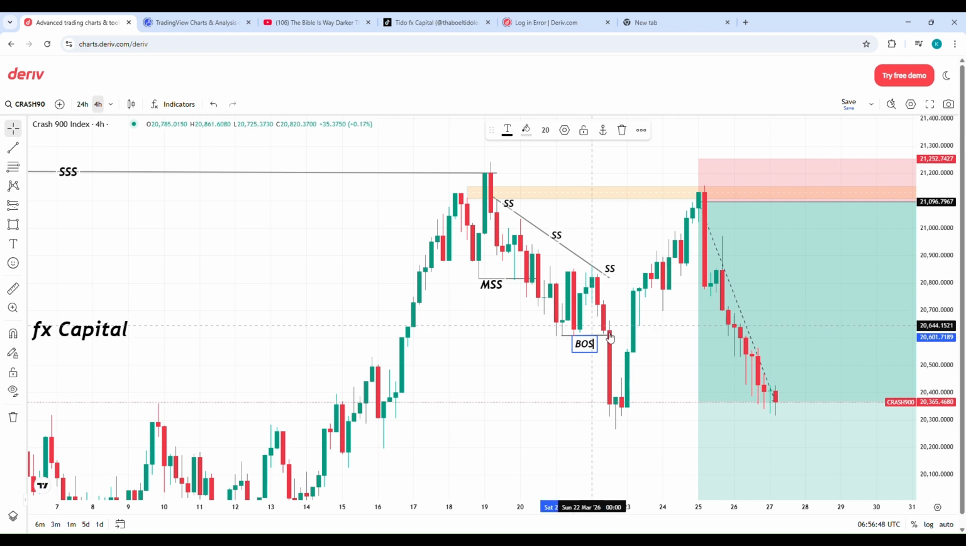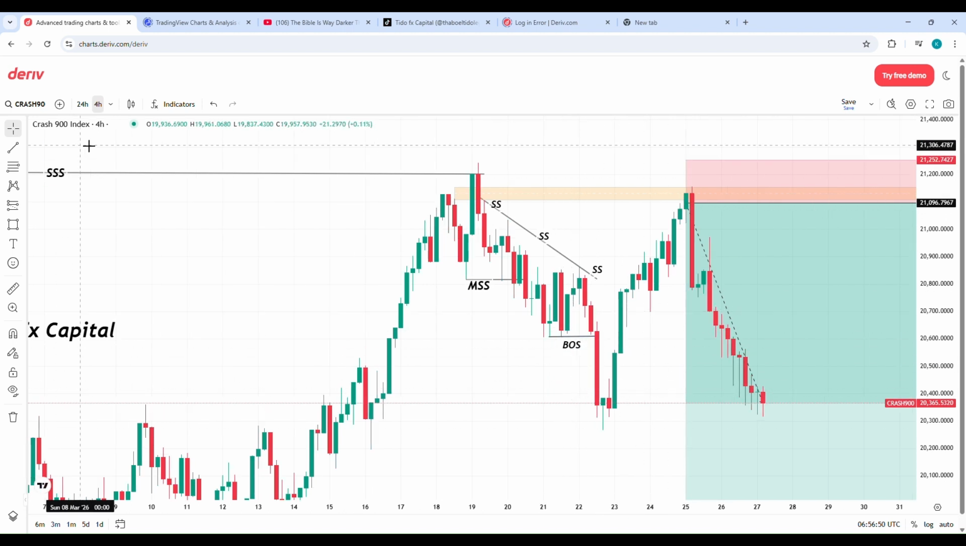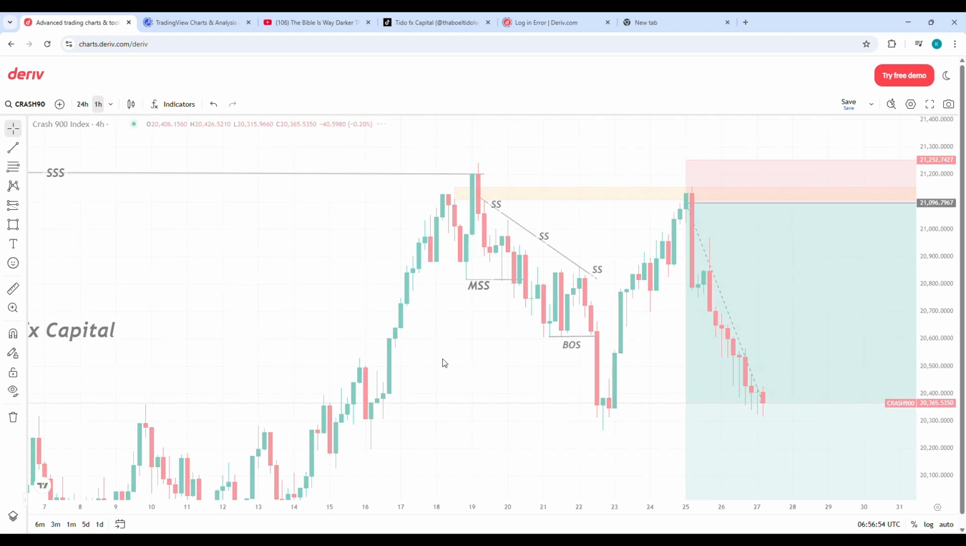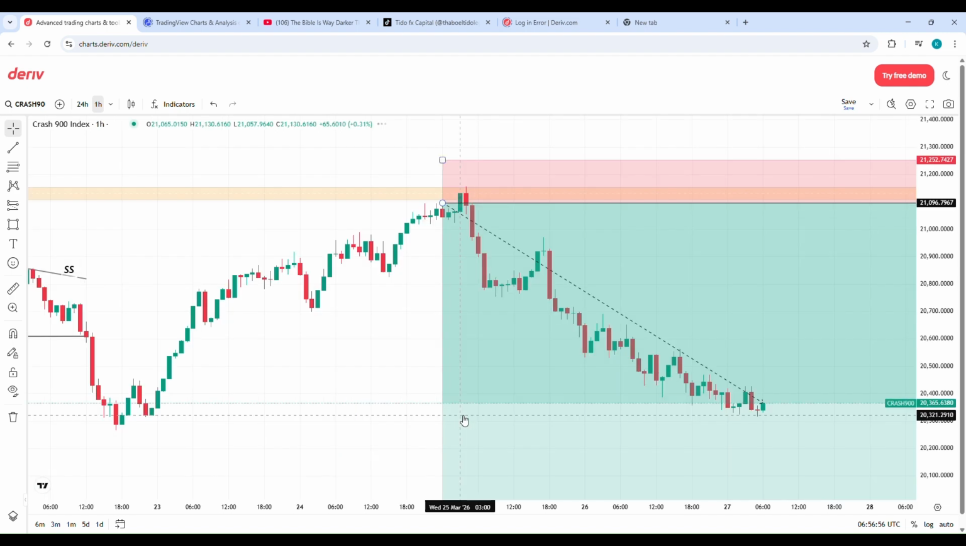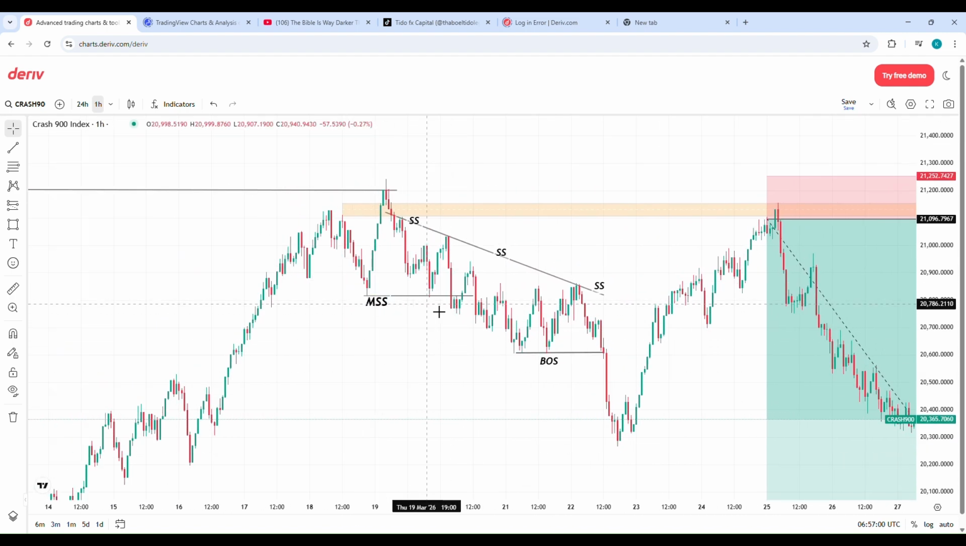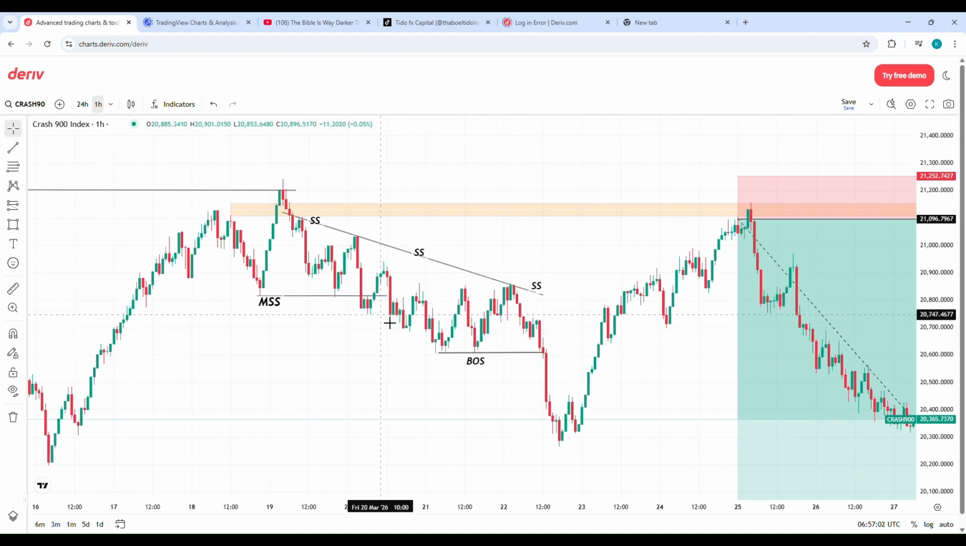But you don't just enter blindly. I have to wait for a pullback. Where can you spot a pullback? Let's go to the 1-hour time frame so that it's much easier to see the reason why I took my sells. You can clearly see this was a market structure shift here, and immediately after the market structure shift there were multiple BOS to the downside.